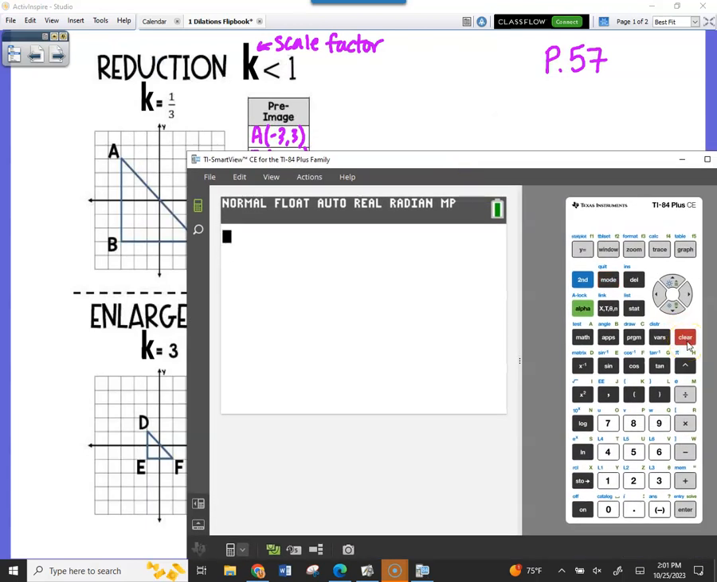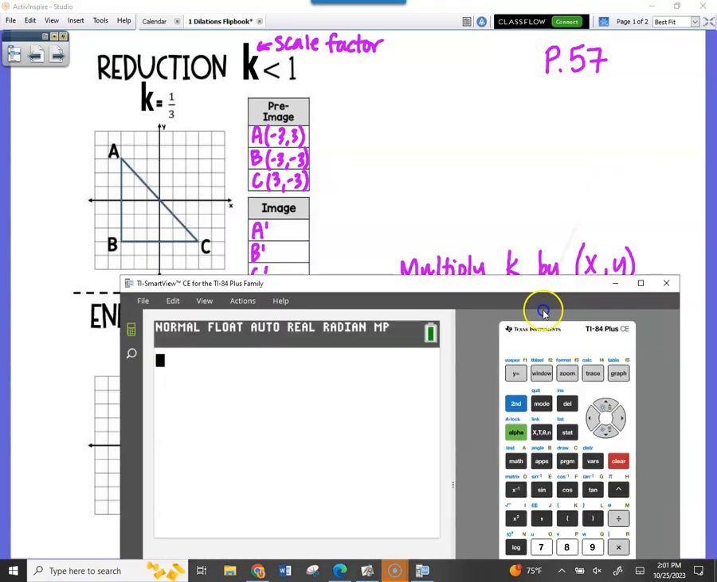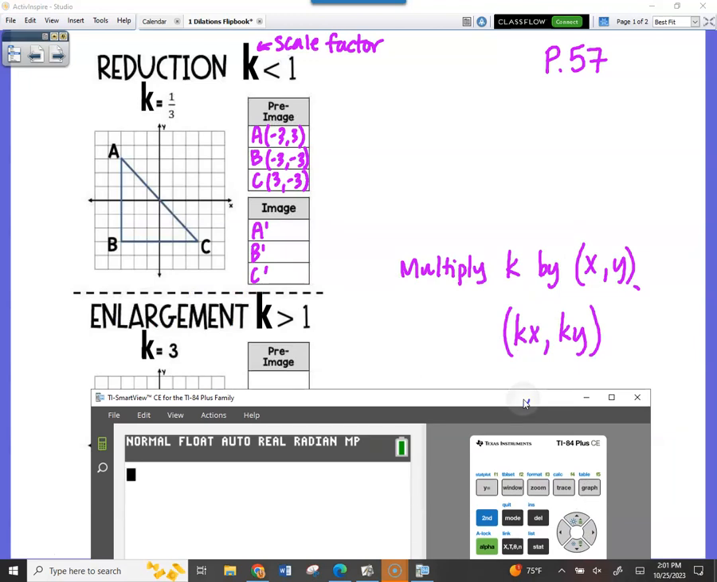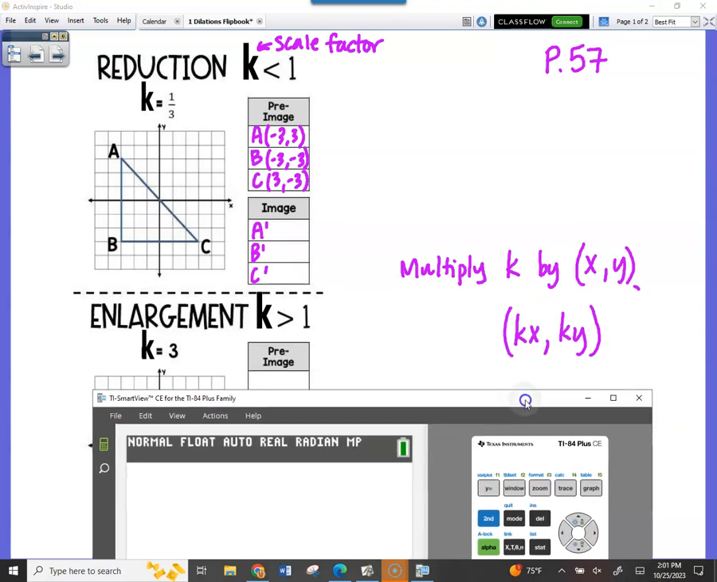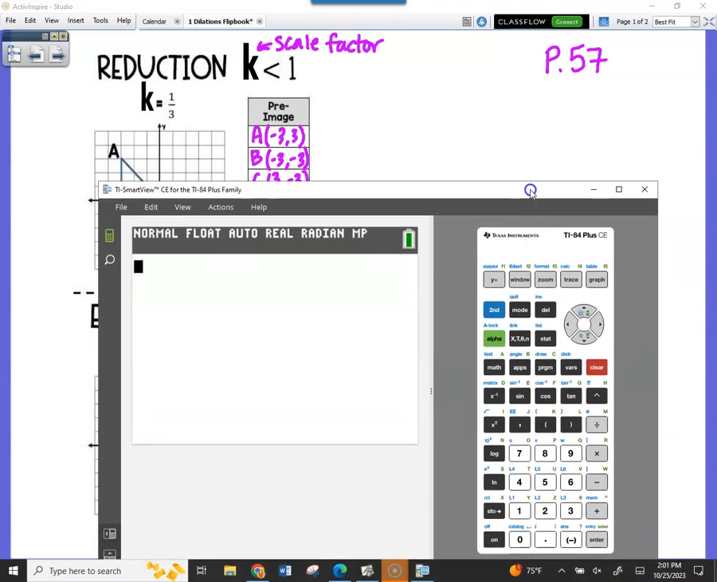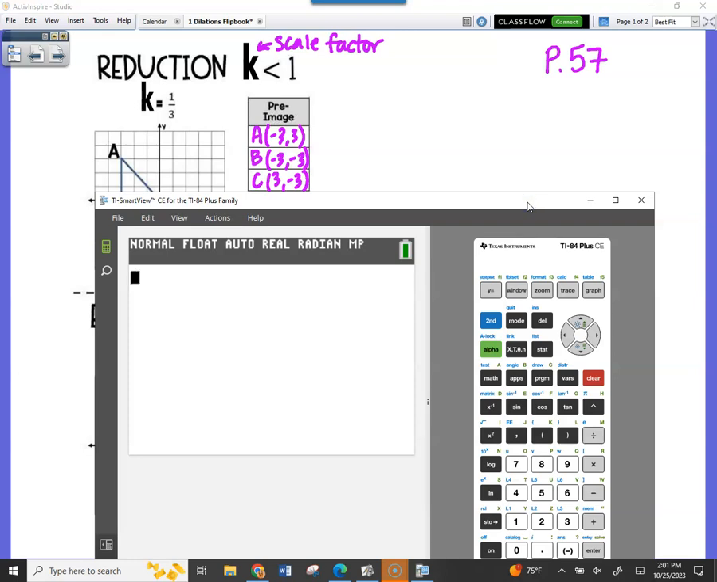All right. Okay. Watch how to enter this. All you have to do is multiply the scale factor by the x and the scale factor by the y. So we're going to fix A and find A prime. I'm going to multiply -3 times, what's the scale factor? 1/3. Here's how I type fractions in the calculator.